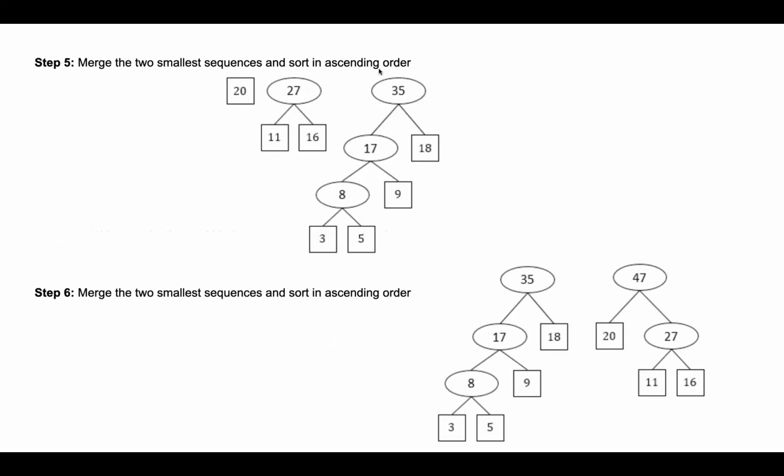27 consisting of 11 and 16. 35 is here, 17 and 18. And we know how 17 is there, 8 and 9. 8 is for 3 and 5, like this.